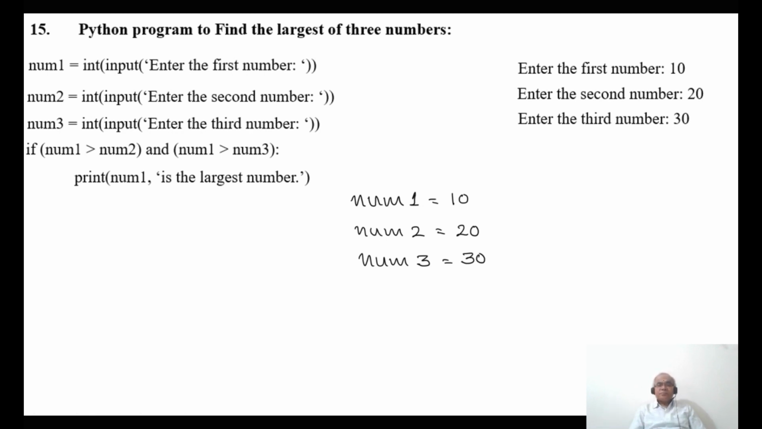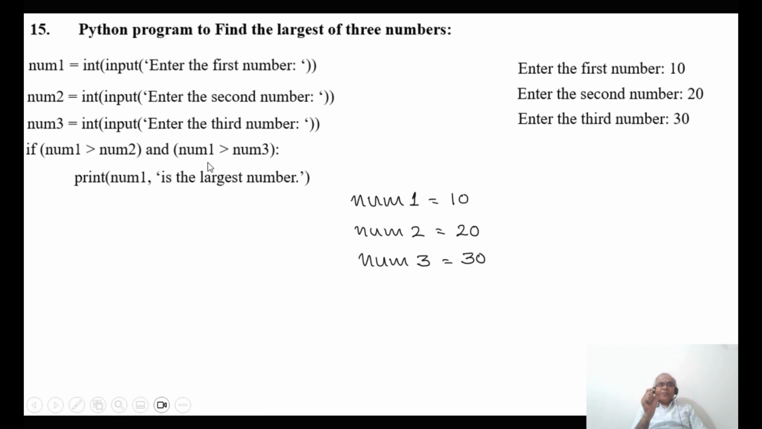So, what does it mean? I will say if num1 is greater than num2, and also num1 is greater than num3. If this condition is true, then what happens? Print num1 is the largest number. Suppose in this case, num1 is 10. Is 10 greater than 20? No, the condition is false. And is num1 greater than 30? No, the condition is false.